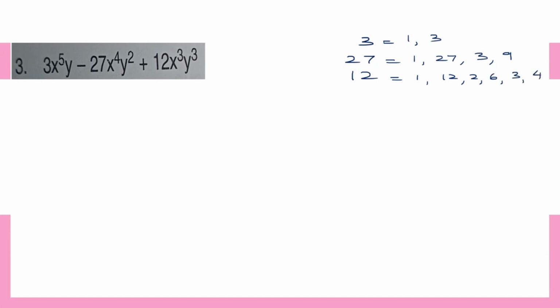Now pick out the common factors. So I have 1 which is common. I also have 3 which is common. And which is the highest common factor? The highest common factor is 3. So I'm going to put 3 out here.